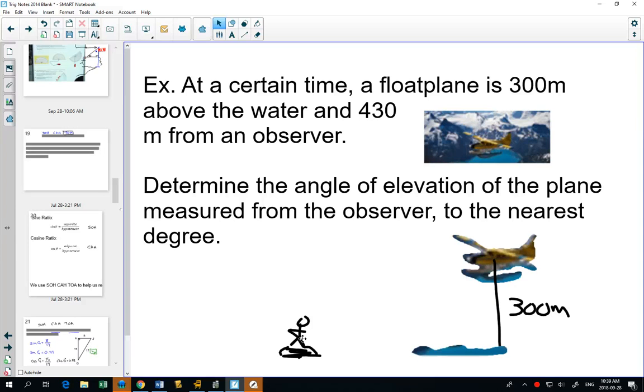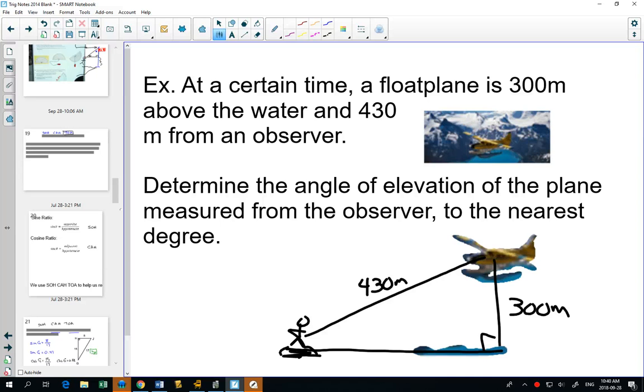Now, where's that 430 meters going to be? Are we going to label the side or are we going to label the hypotenuse? Because from this person, I can make a triangle to the float plane and to the spot where it's directly above. Where am I going to label that 430 meters? If the plane is 430 meters away from the person, how do you measure distance? If I was measuring my distance away from you, would I say, I'm this far away from you? Or would I measure it directly? Directly. So our 430 meters, that's the direct distance away from the person to the plane.